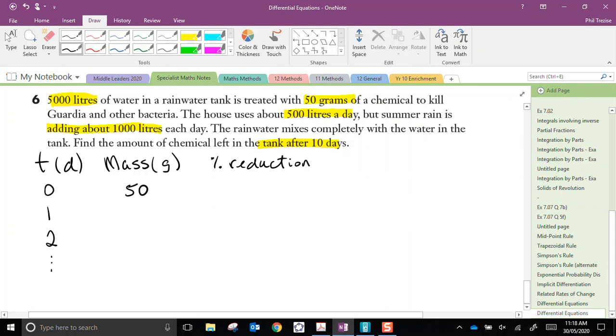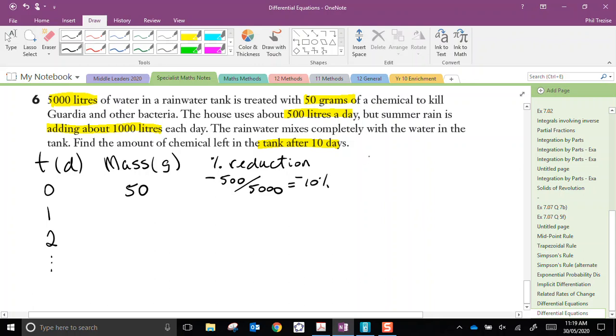So on the first day, and I'm going to be using a whole time step of 1 day. So this is not calculus, this is average rate. I would have 500 litres removed out of 5,000. This is a reduction, so it's a negative number, and that would be about a 10% reduction.